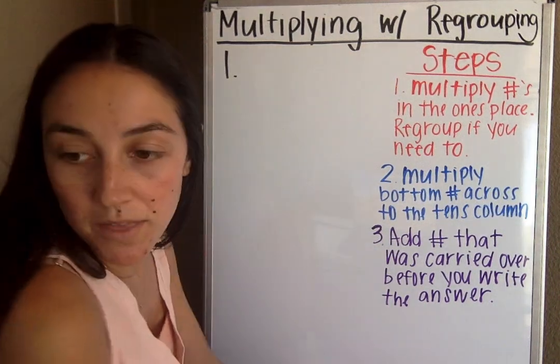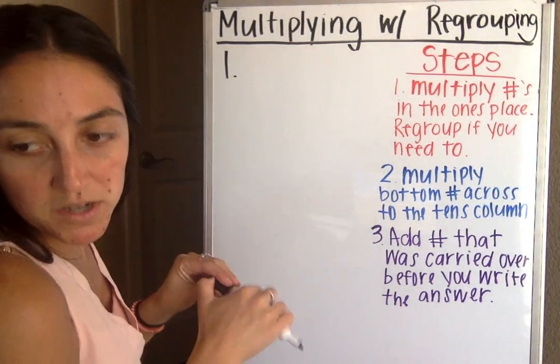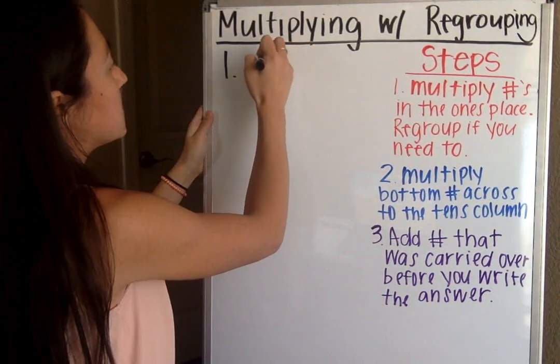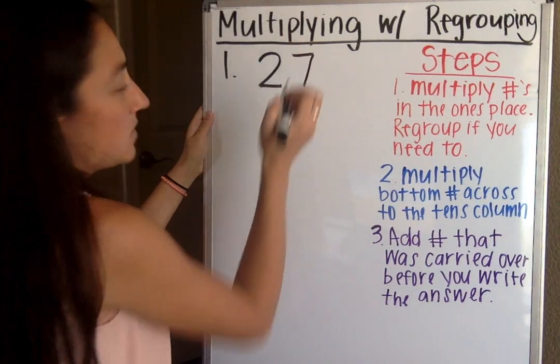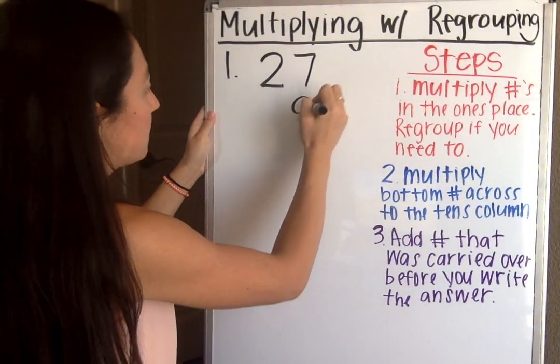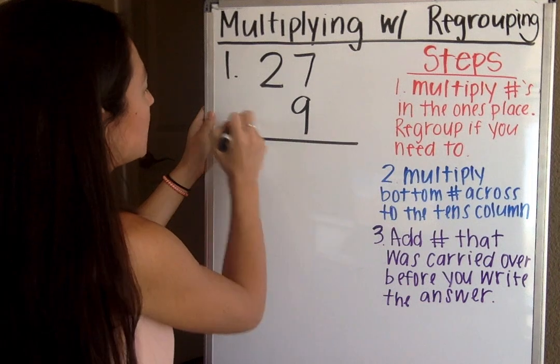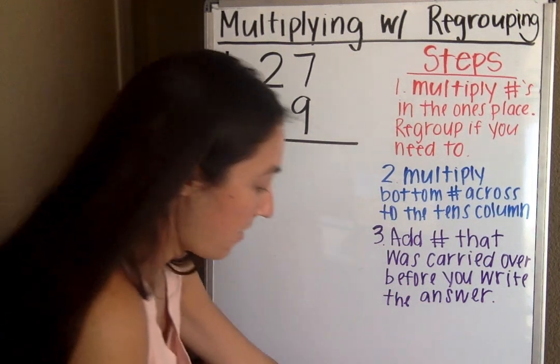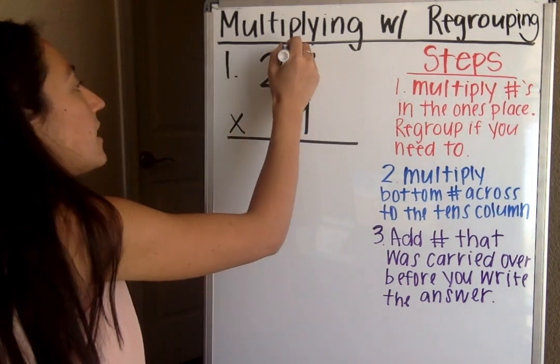So the first 2 numbers that we are going to multiply are the numbers 27 times 9. Again, I want to make sure that I align my paper perfectly.